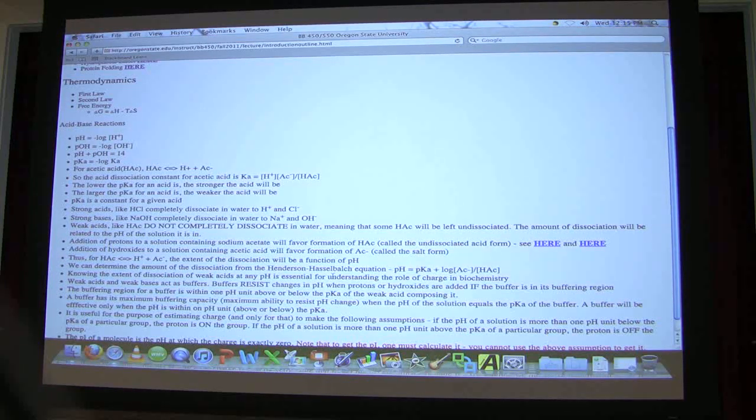Okay? So pH equals pKa plus log of salt over acid. Acid is the thing that has the proton. Acid is not the proton. The acid is the thing that has the proton. So the difference between a salt and an acid is a single proton. There it is right there.